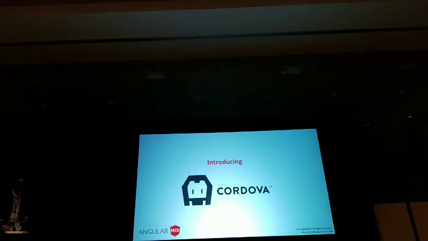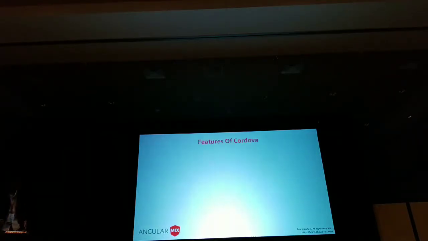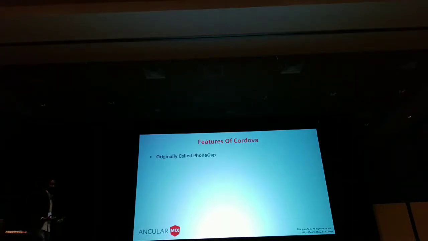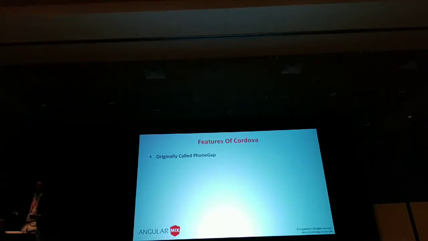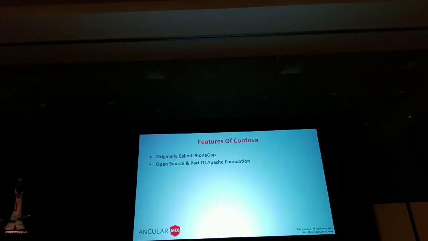And that's where you introduce Cordova. Now, what is Cordova? Okay, so let's see what Cordova is. The features of Cordova. Cordova was originally called PhoneGap, when it was created around 2008, between 2008 and 10, by a group of guys in Canada, a company called Nitobi. And they created PhoneGap, and then Adobe came and bought it, so they donated the code and named it Cordova. Now, PhoneGap is more like the Adobe-owned version of Cordova, which Cordova still powers. Cordova is now open source and part of the Apache Foundation.